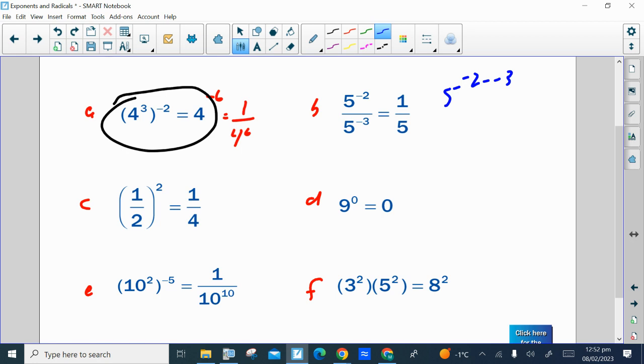No. The minus minus becomes a plus positive. What's negative 2 plus 3, Keen? Negative 2 plus positive 3 is what? 1. That becomes 5 to the power 1, which is not the same as 1 over 5. If it was 5 to the negative 1, that would be the same as 1 over 5. So this one is incorrect as well.